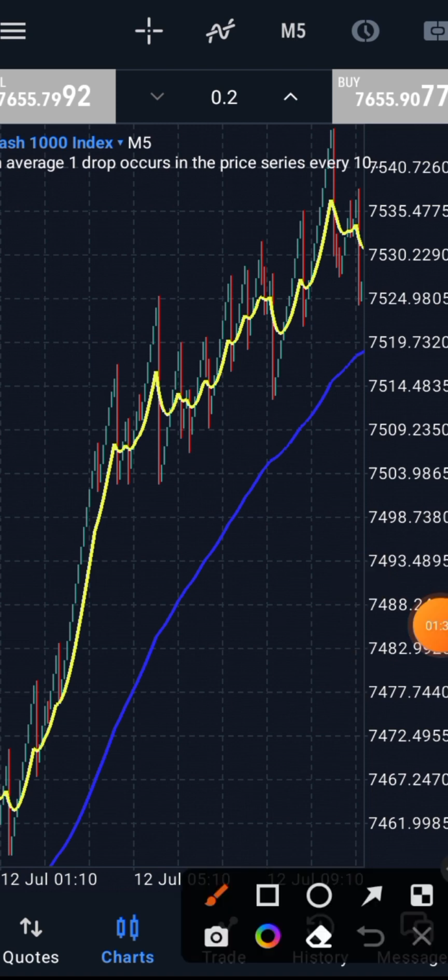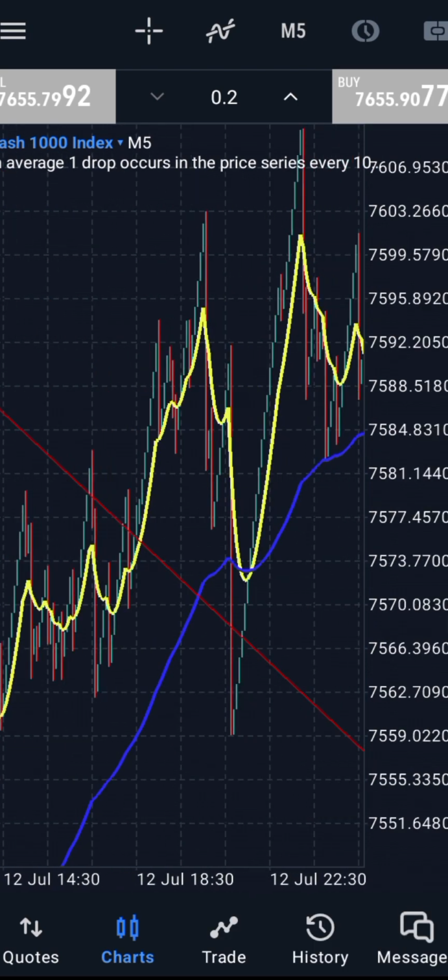The same thing will happen here. The market will fall below, cross above. You place it here. That is what will be happening. So this thing happens almost all the time.